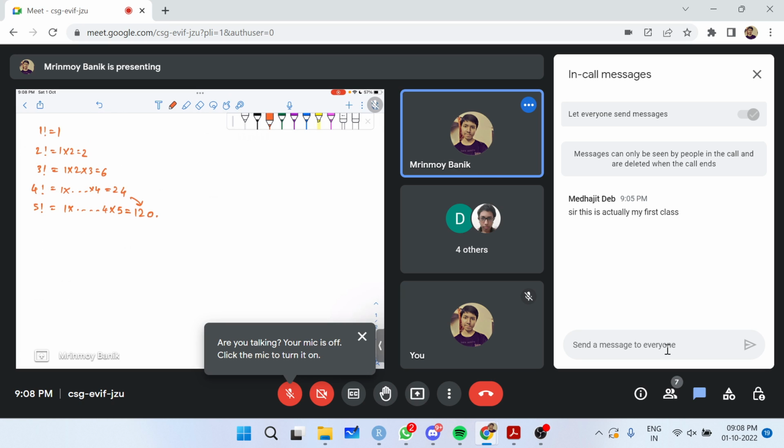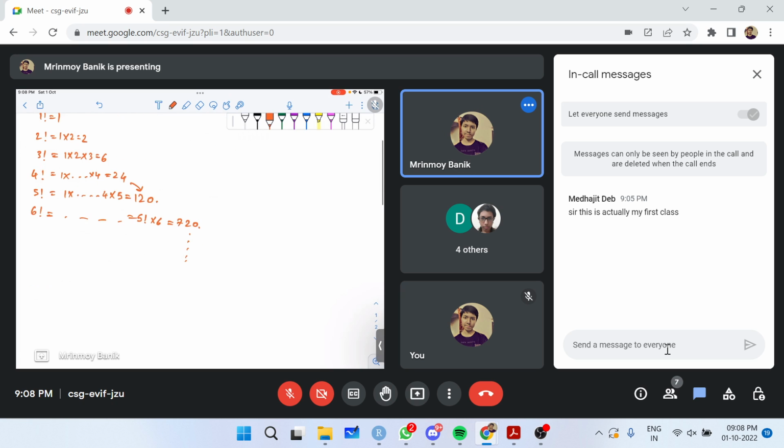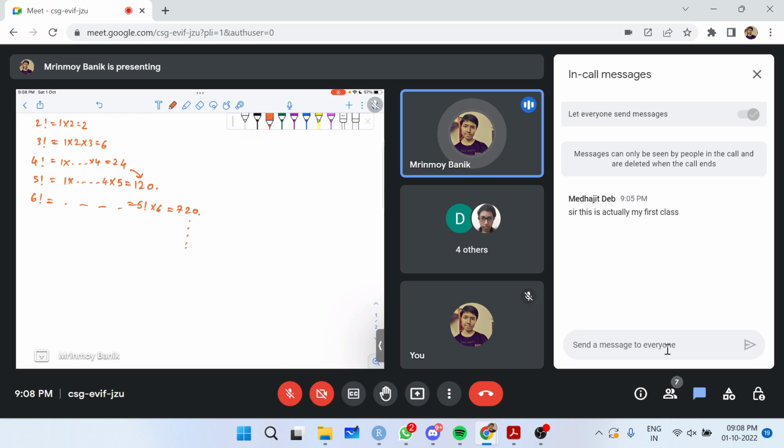And since 6 factorial is actually 5 factorial times 6, and 0 times anything is 0, it's 720. So you see, as we go on, the number of zeros at the end of n factorial goes on increasing. So what determines the number of zeros at the end of a number?